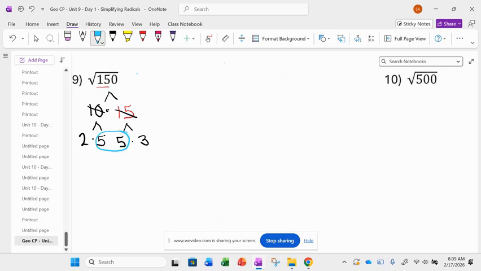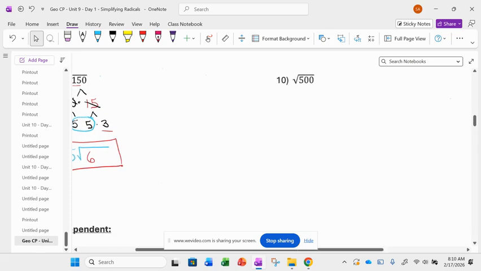Now, whatever I circle is going on the outside. How many 5s am I writing on the outside? Just 1. So I'm going to write one 5 on the outside, and there are 2 numbers left on the inside, a 2 and a 3. What do I do with those before I put them on the inside? Multiply them. So this is 5 root 6.